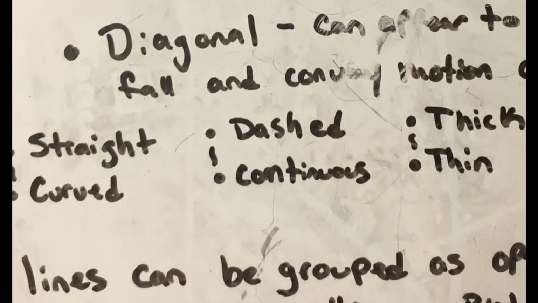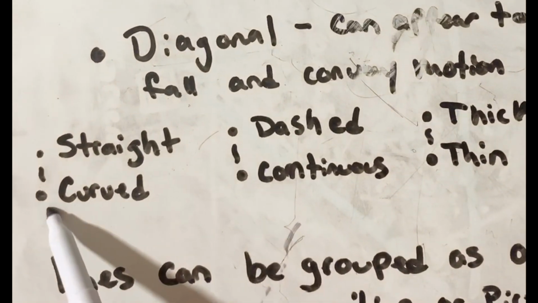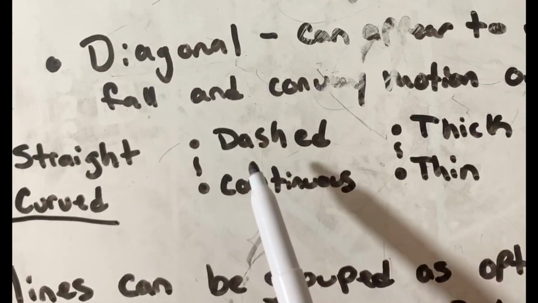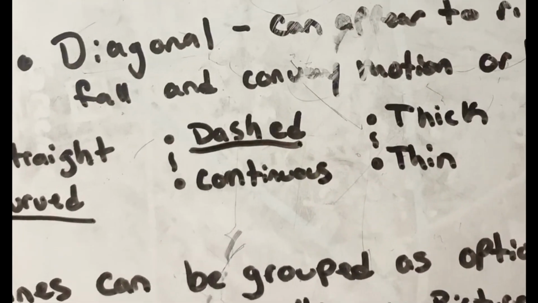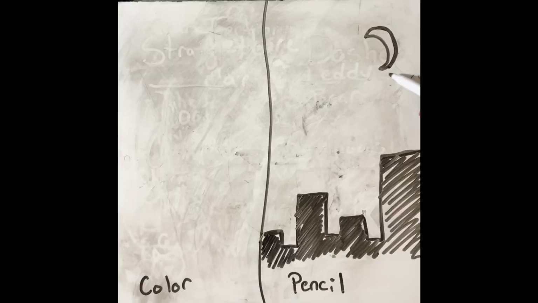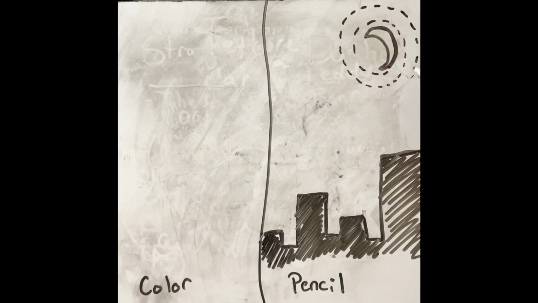Now let's choose what kind of line we're going to use for our composition. So I think we're going to go with curved, then dashed, and I believe he used thin lines. Next, you're going to use curved, dashed lines. Make sure they're thin. And I'm going to make a spiral motion around my moon. I think that at least 3 times to start off wouldn't hurt.